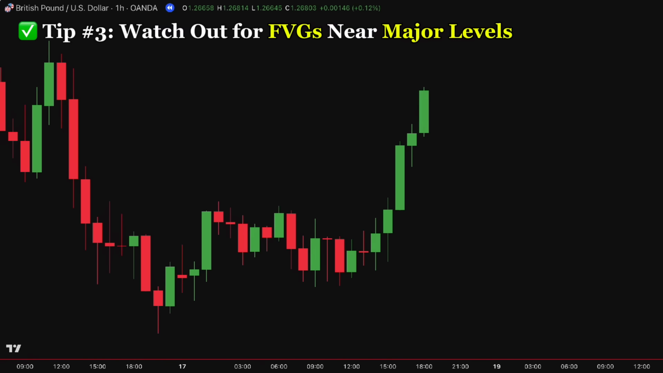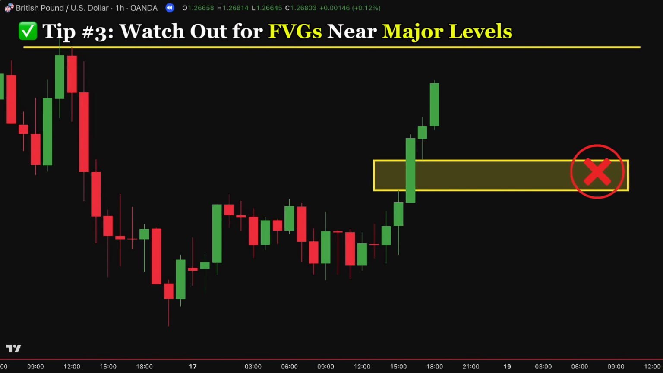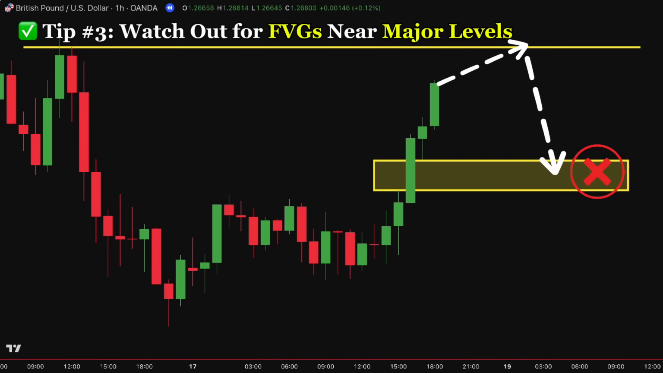Tip number 3, watch out for fair value gaps near major levels. Here's a common trap. You spot a beautiful fair value gap, but it forms right underneath a major resistance level. That's a red flag. Why? Because price may reach that resistance, reject hard, and invalidate your fair value gap. It's always smart to check your surroundings. Avoid fair value gaps that appear too close to obvious barriers like support and resistance.